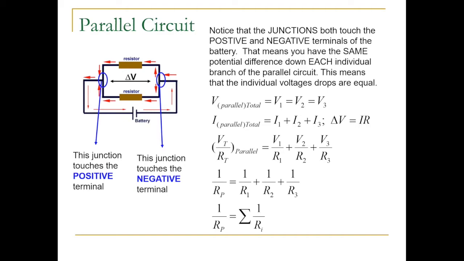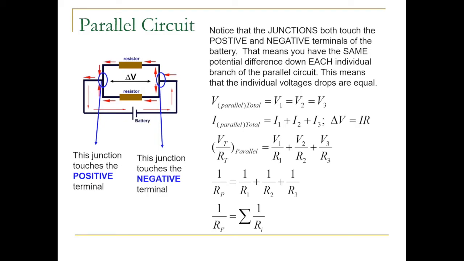Well, we know that the total voltage is going to be the same as V1 and V2 and V3, and so much like the series circuit where we could cancel out current because it was the same, with a parallel circuit we can cancel out voltage because they are the same. And what we end up with is this inverse relationship that 1 over the total parallel resistance is equal to the sum of the inverses of each of the resistances.